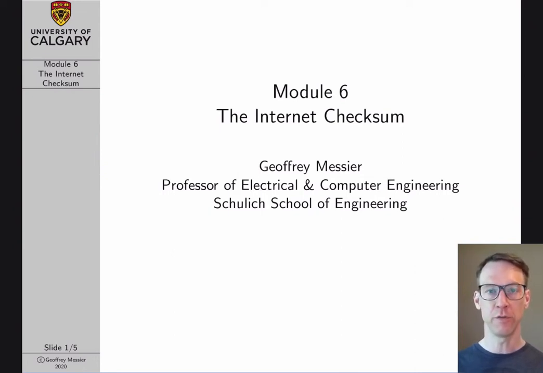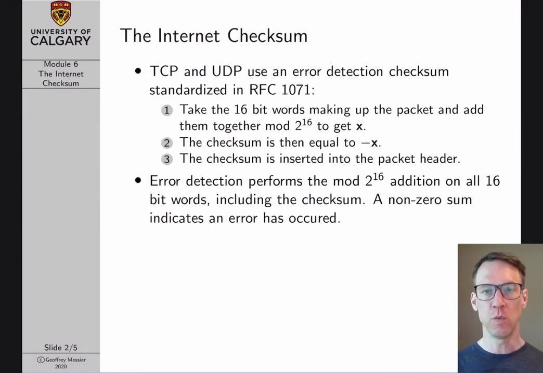And this is module 6 in my computer networks lecture series, where we talk about the internet checksum, which is a method of error detection. So if you're following along in the series, we just finished introducing the concept of error detection, and our very first example was the parity check bit.